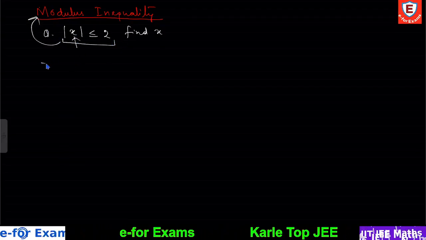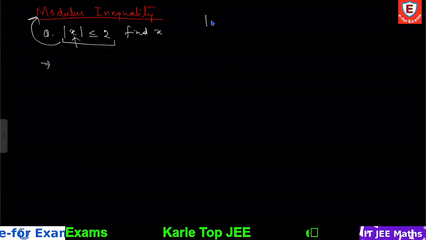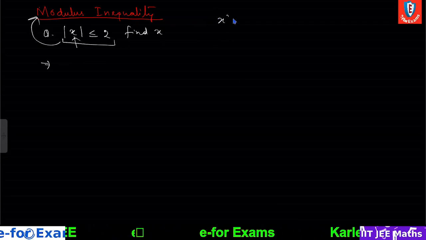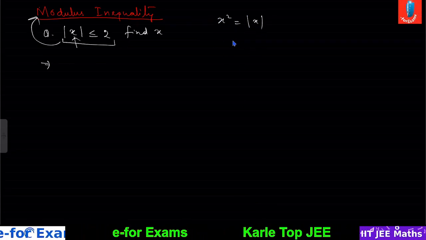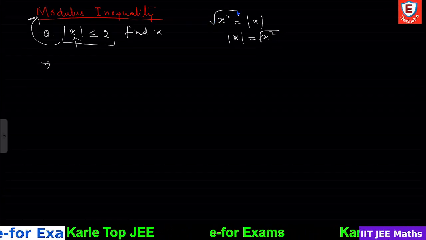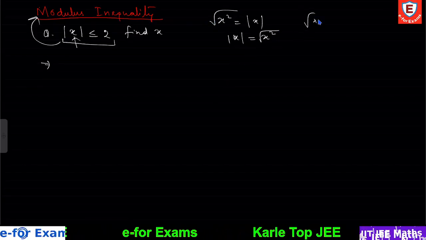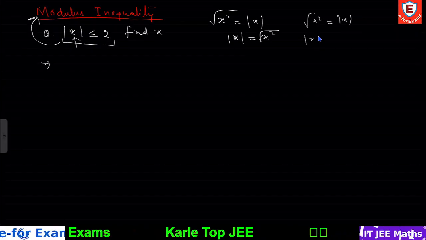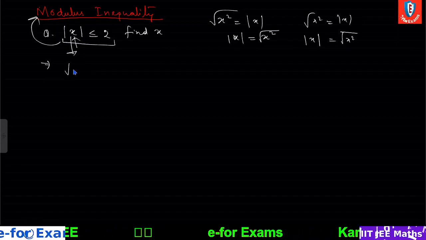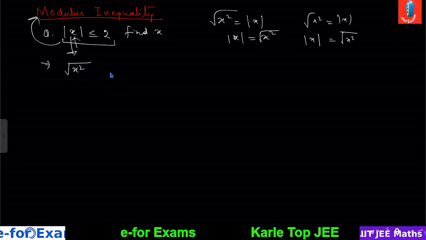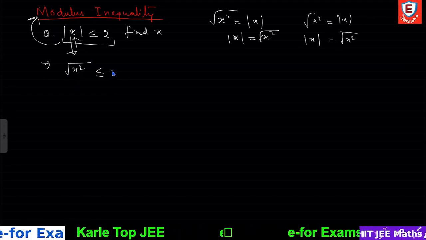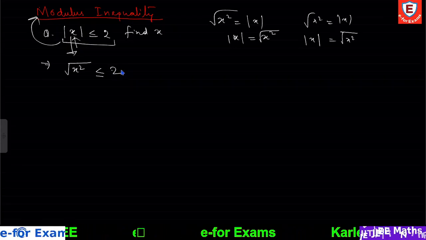Now let's try to solve this. What I told you in the first class is that root of x square is nothing but mod of x, or vice versa. If mod of x is given, then we can write it as root over x square. This root over x square is mod of x, so we can write mod x equal to root over x square. Here, write mod of x as root over x square, less than or equal to 2, right?